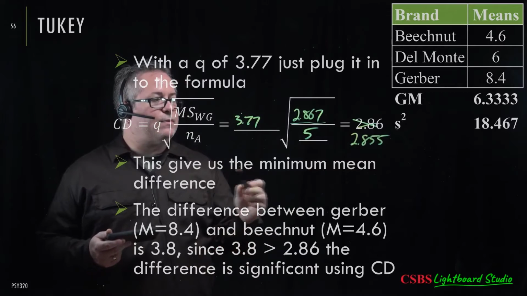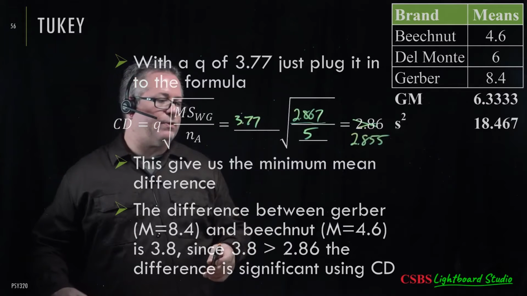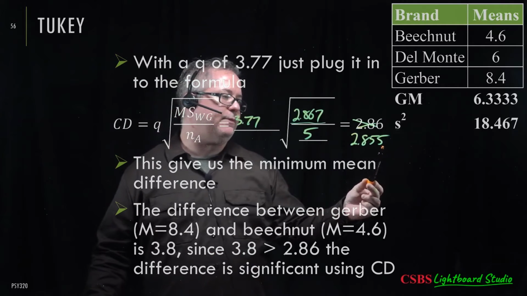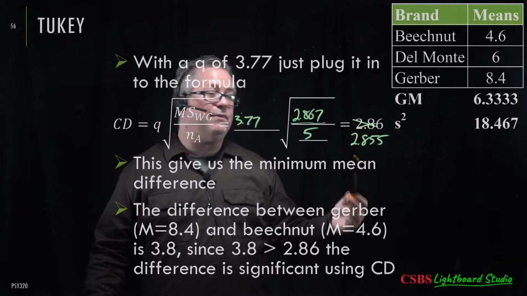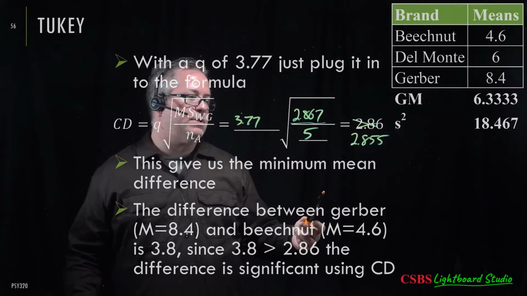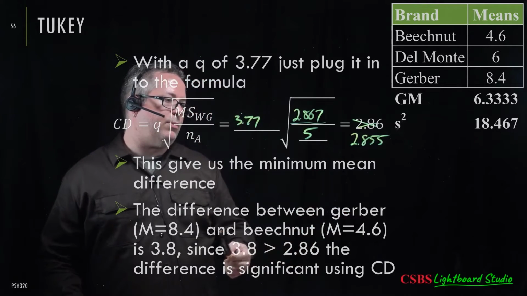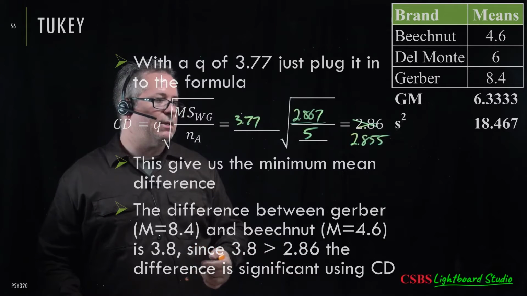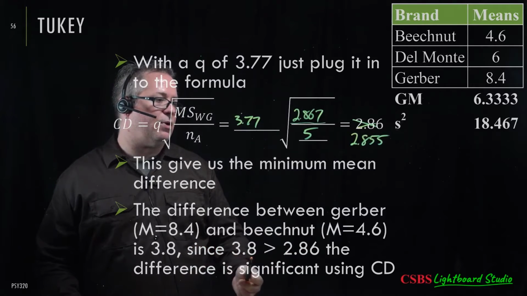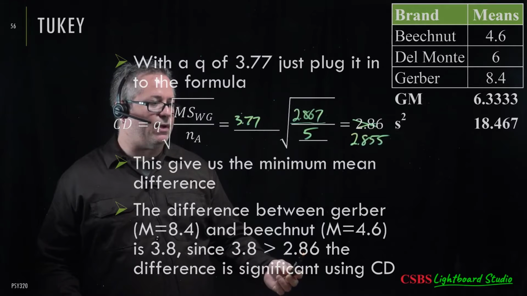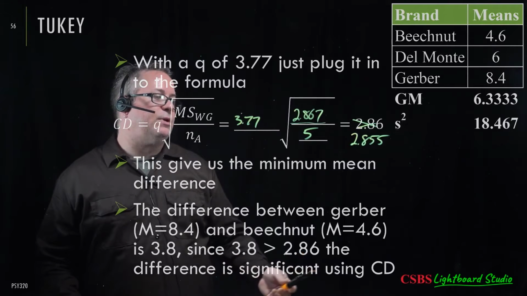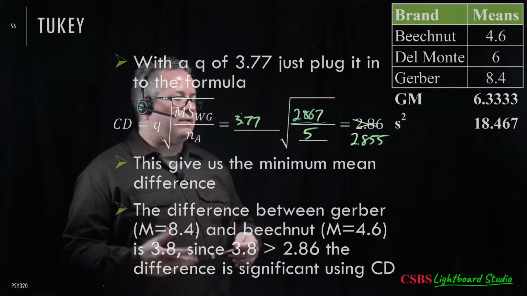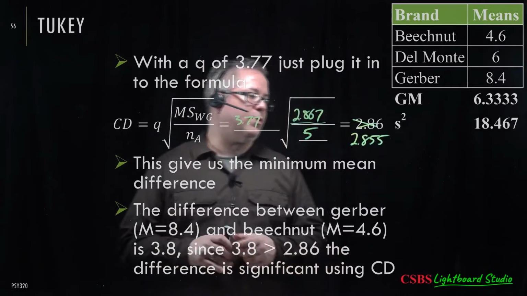Okay, so this gives us the minimum mean difference we need. Any two groups that have a mean difference that's larger than 2.855 is then significant, given this honestly significant difference. So the difference between Gerber, 8.4, and Beechnut, which is 4.6, is 3.8. Since 3.8 is larger than our 2.855 value, the difference is significant using this Tukey critical difference. So what does this mean exactly? This is only just one of them. So I could do the others.